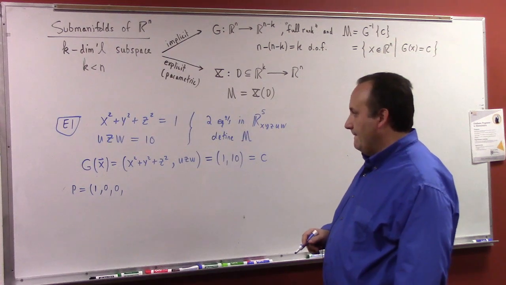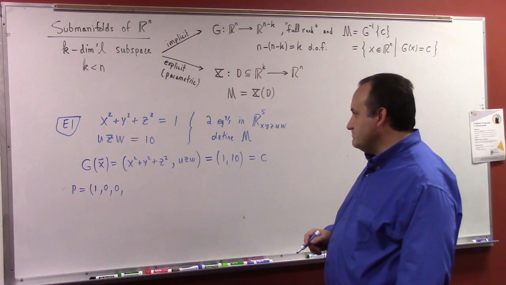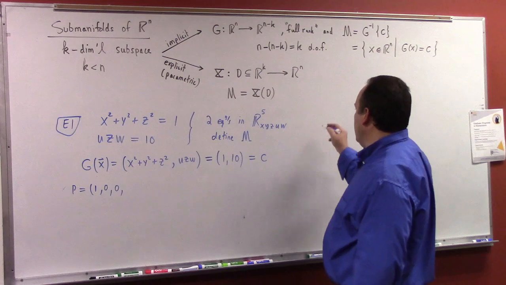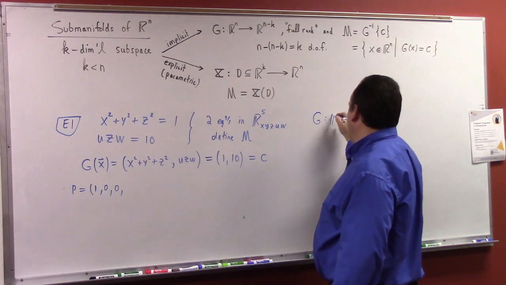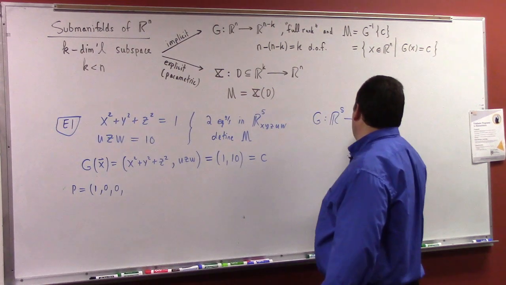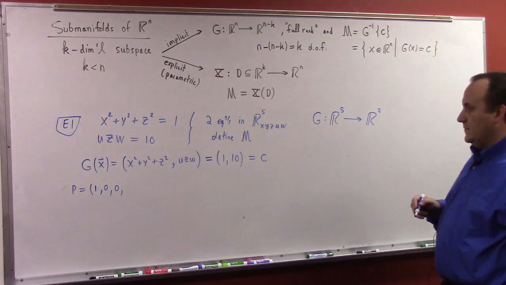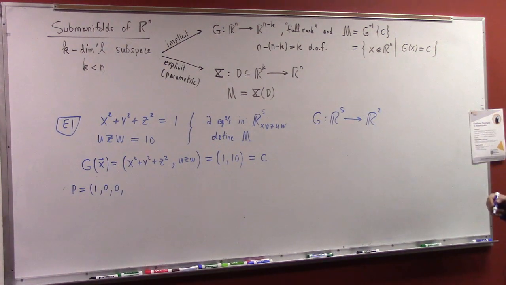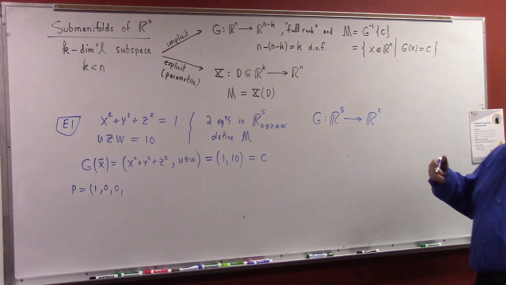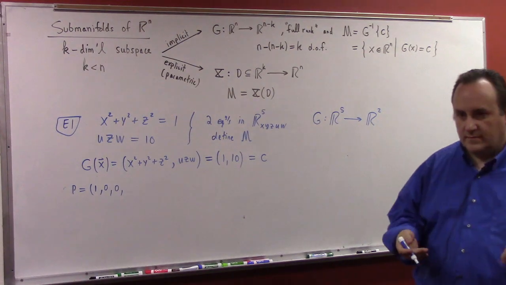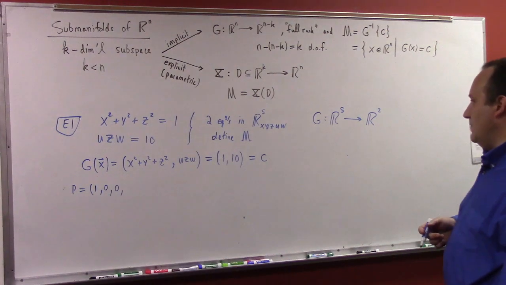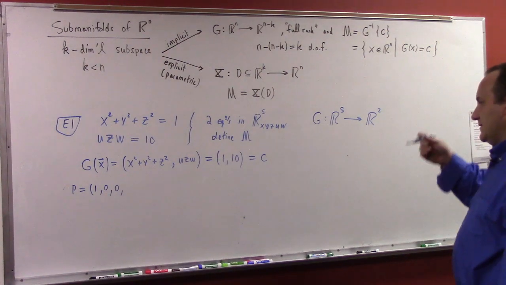What is G mapping? G would be a mapping from R5 to R2. Okay, M is 3-dimensional, so X is in R. Right.